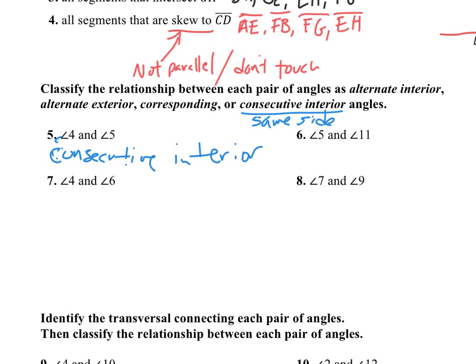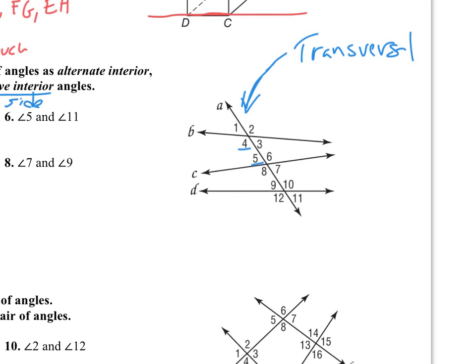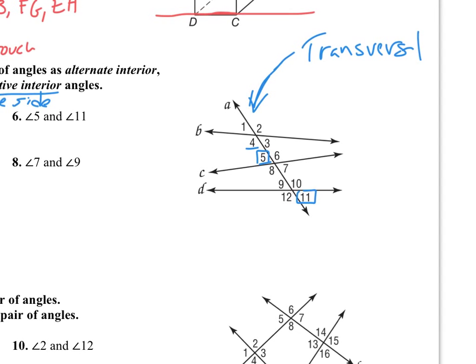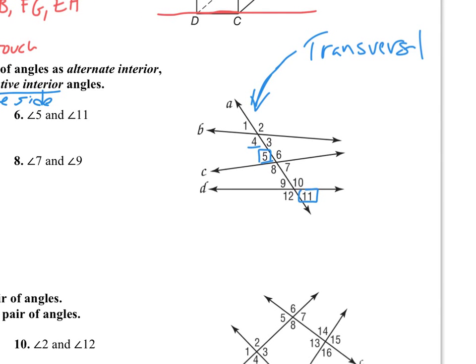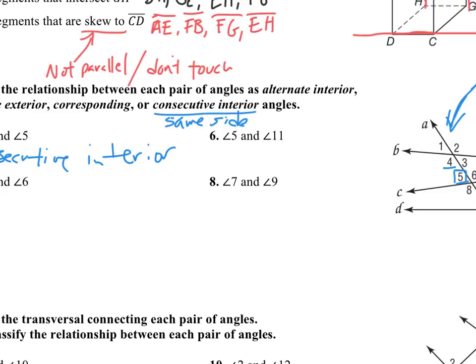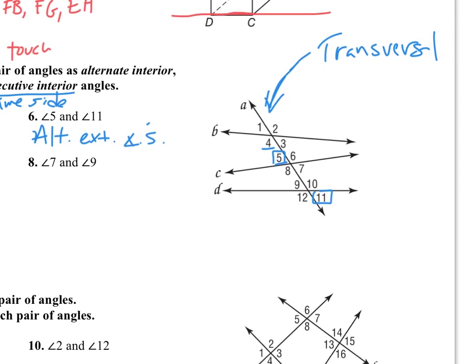Okay, let's take a look at angles 5 and 11. If you're thinking about these two lines, line C and D, and this is our transversal, this is on the exterior, and they alternate sides. So let's come over here and write alternate exterior. I'm going to abbreviate this a little bit and say alt exterior angles.